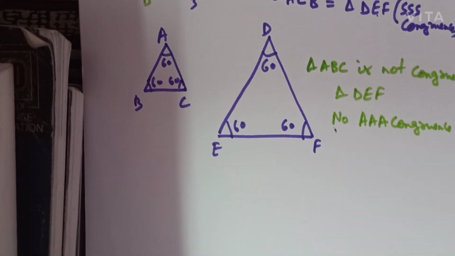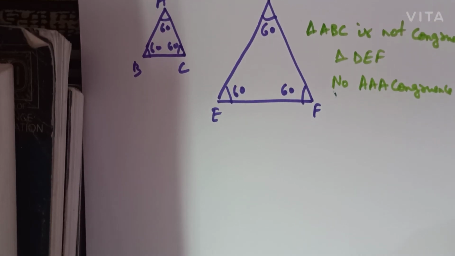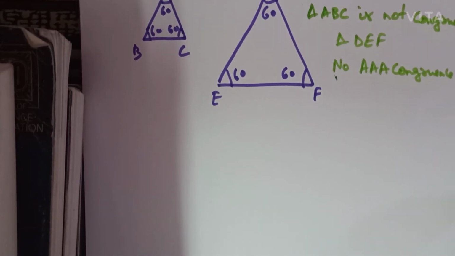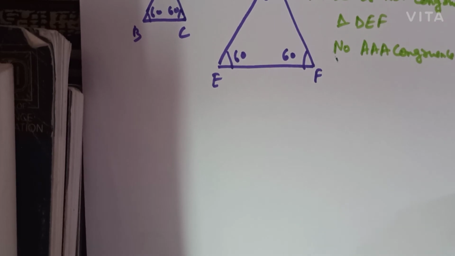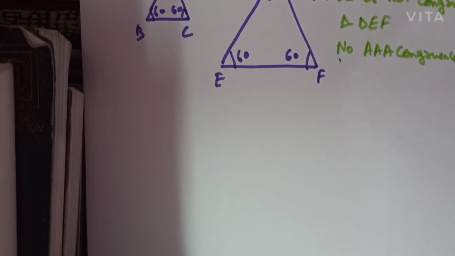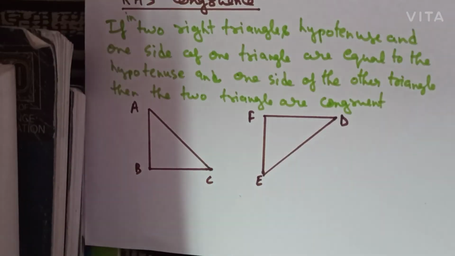There are only and only 5 congruence conditions, out of which 4 of them we have studied. That is side angle side, angle side angle, side side side, and angle angle side. Now we are going to study the last congruence condition, that is RHS congruence. So the last congruence condition is RHS congruence.